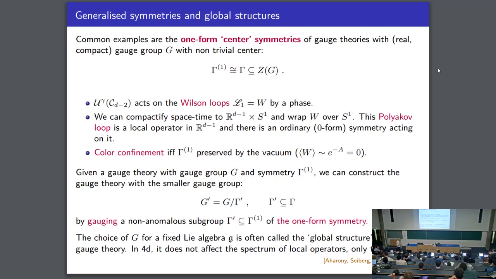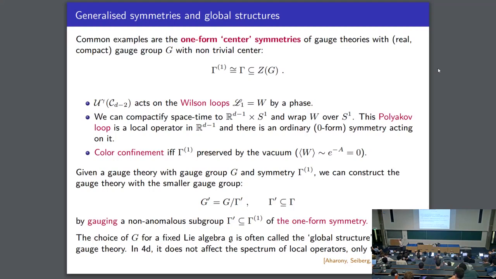A very common example, and in fact the one I will focus on as well in 3D, is the case of one-form symmetries. That's the one that we use to think about confinement, for instance, in 4D as well. The most common one-form symmetries are the ones that arise as center symmetries, meaning you might have a gauge group which has a non-trivial center, for instance, Z_N for SU(N).